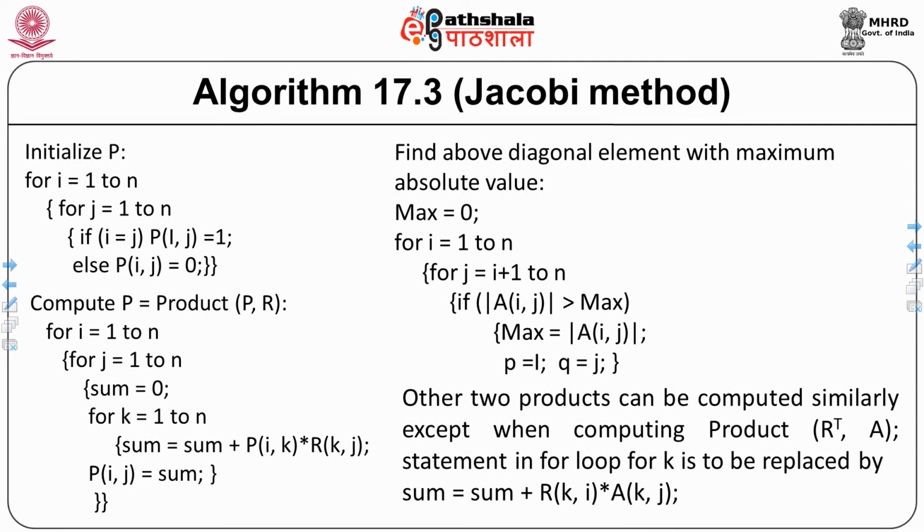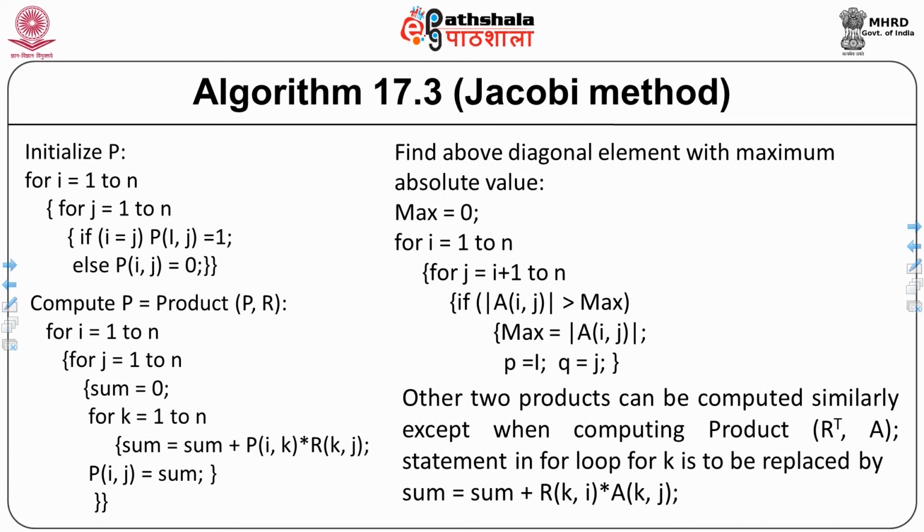So, what we are trying to do is, for i equal to 1 to n, for j equal to 1 to n, if i equal to j, P i j equal to 1, else P i j will be equal to 0. I am just elaborating those simple tasks.